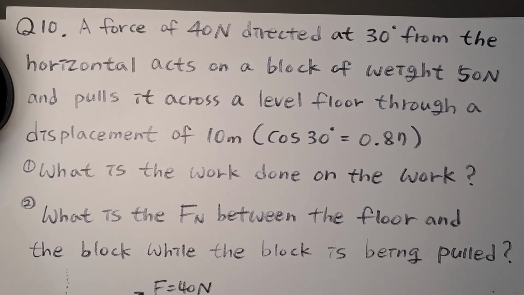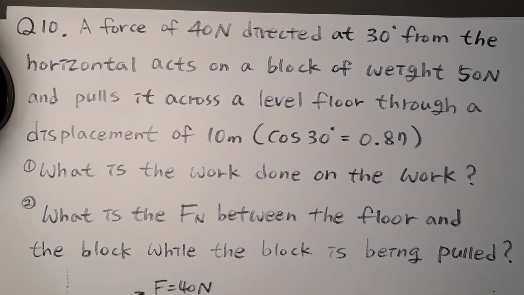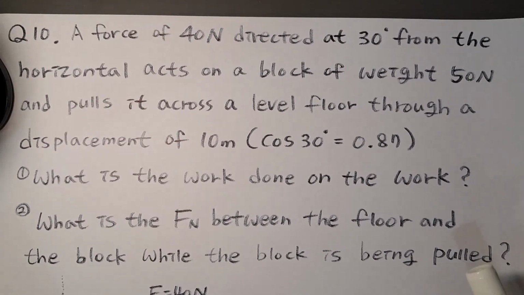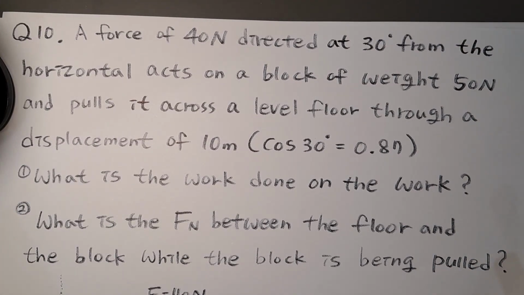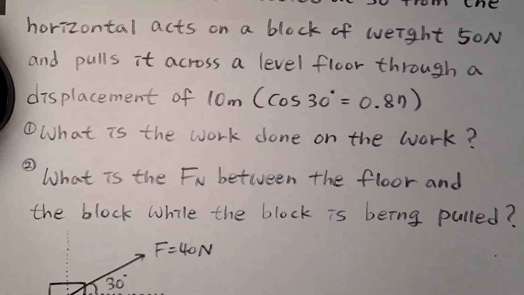A force of 40 Newtons directed at 30 degrees from the horizontal x acts on a block of weight 50 Newtons and pulls it across a level floor through a displacement of 10 meters. What's the work done on the block? What's the normal force between the floor and the block while the block is being pulled?